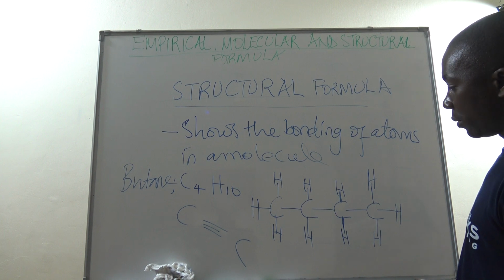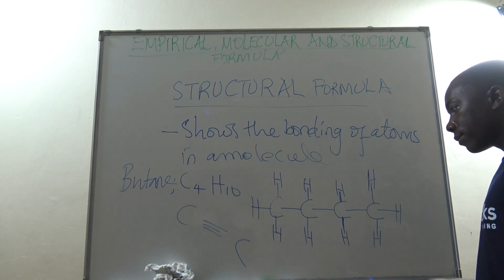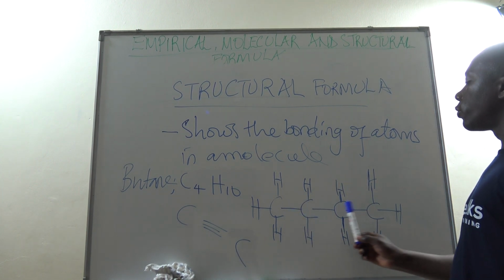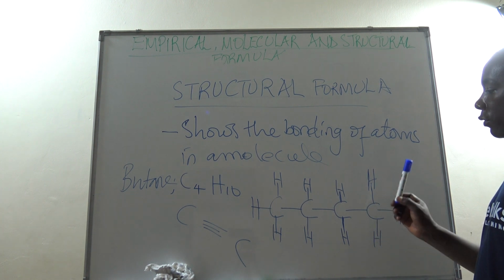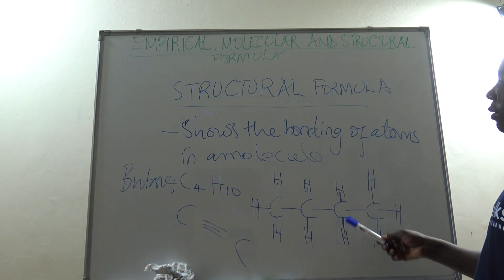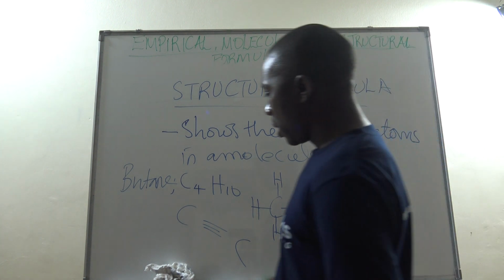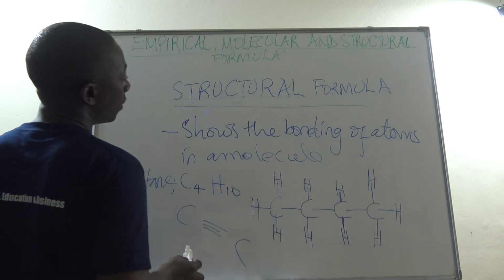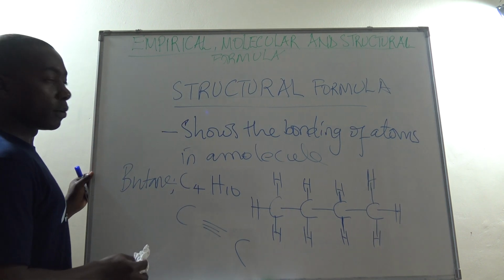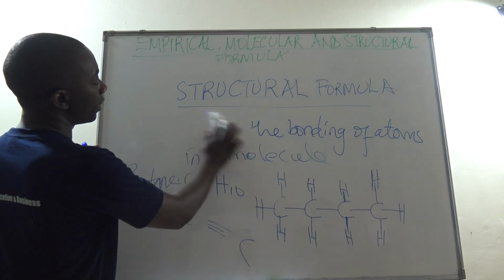So this is what we're referring to as a structural formula. We're saying that a structural formula shows the bonding of atoms in a given molecule. Now, from structural formula, we go to how to calculate empirical formula.